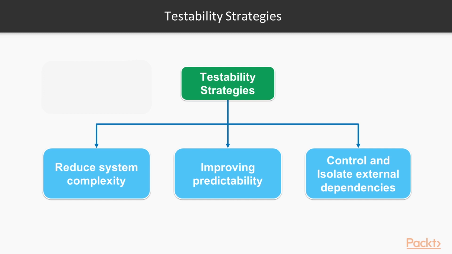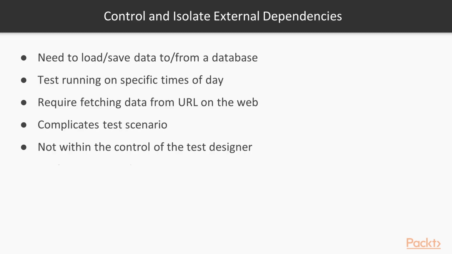Testability strategies. Reduce system complexity, improving predictability. Control and isolate external dependencies. Tests usually have some sort of external dependency. For example, a test may need to load or save data to or from a database. Another may depend on the test running at specific times of the day. A third may require fetching data from a URL on the web.